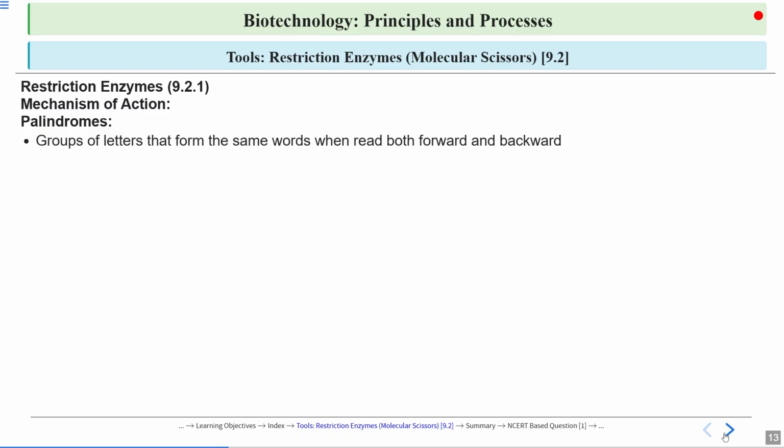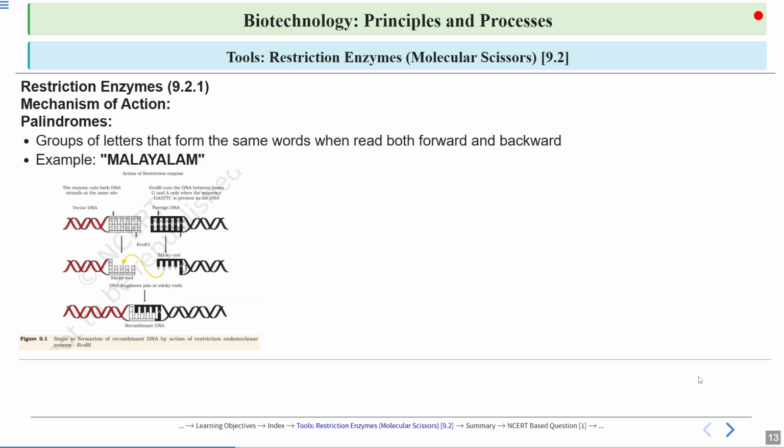As I have told, a palindrome is a group of letters that form the same word when read both forward and backward. For example, Malayalam, as I have already given. Now you can understand it much better. This is figure 9.1, taken from NCERT Biology. See what happens in this. This is a vector DNA, and this is the foreign DNA. These two DNAs have to come together to form the recombinant DNA.